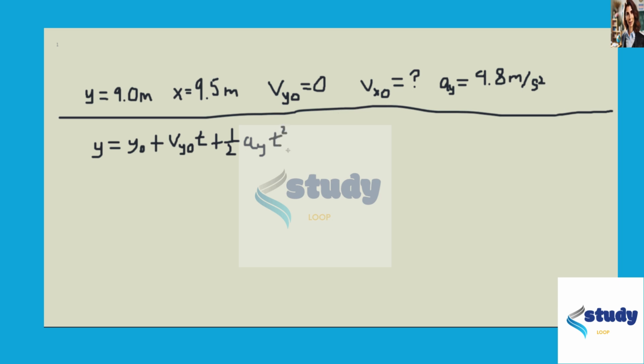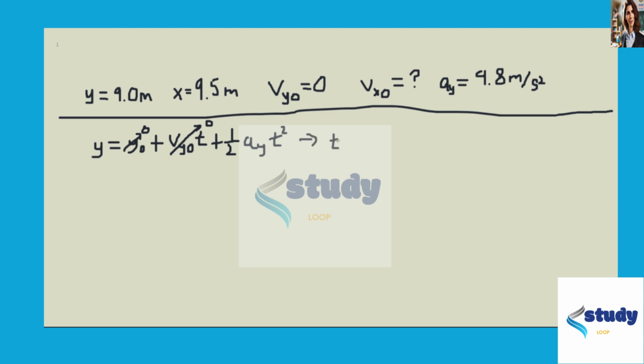Well, our initial point is the origin I called 0. So y naught is equal to 0, so we don't have to worry about that, right? This goes to 0. And vy0 is 0, right? So this multiplication here goes to 0, so we don't have to worry about that. So now we are left with y is equal to one half a_y t squared, right? But we want to solve for t squared.